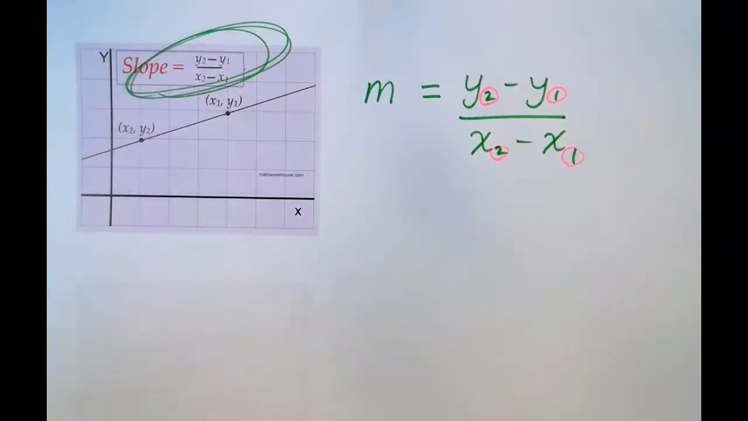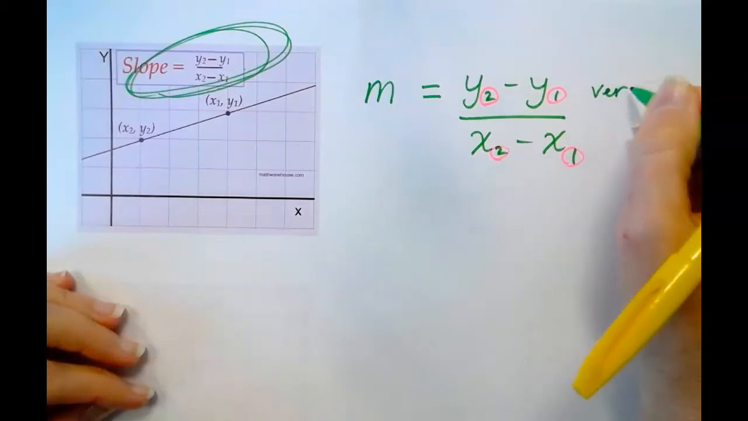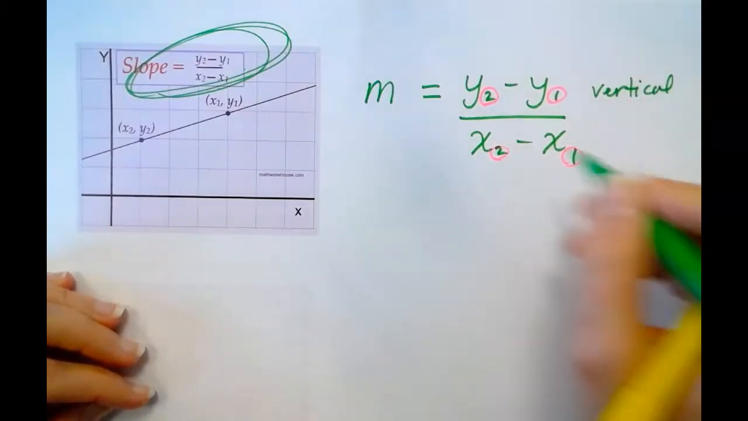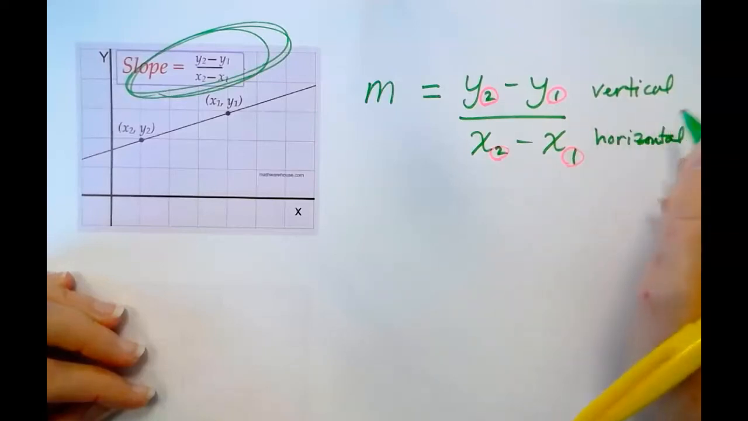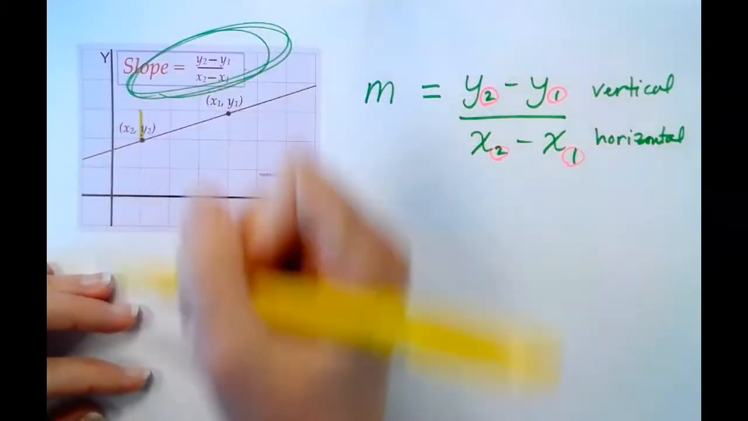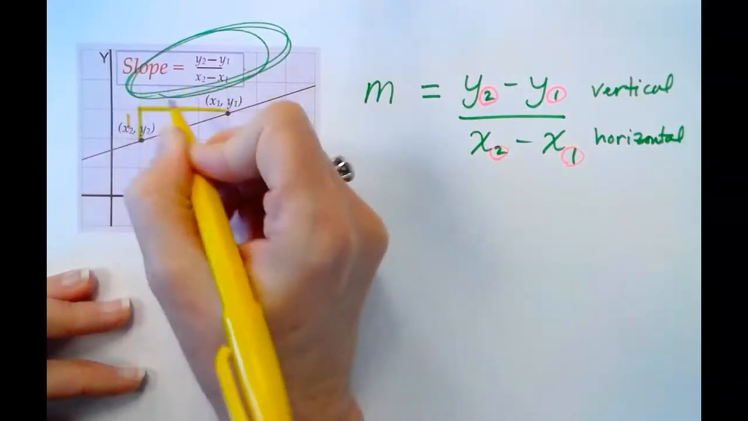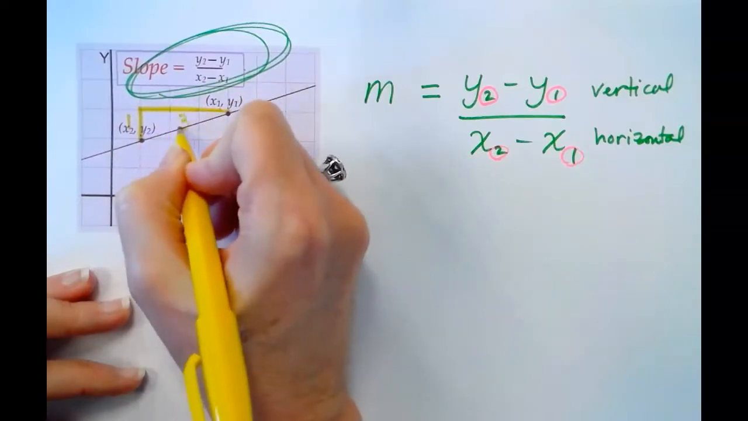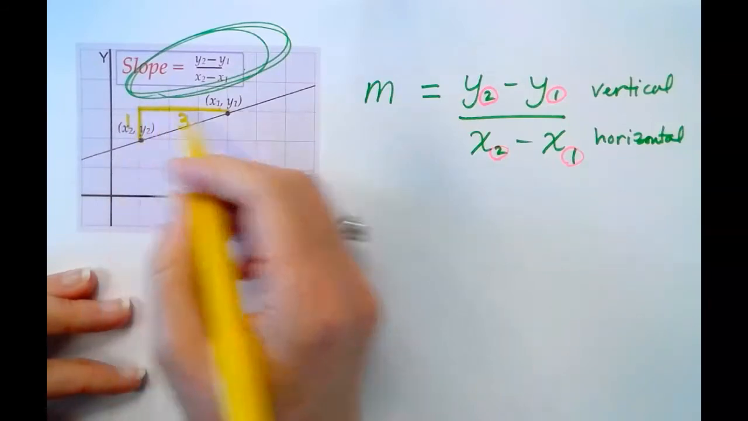Now, the other thing that I want to bring to your attention is the whole idea that slope is a ratio of a vertical change, and that's what this is on the top. The y values are the vertical values, and the x values are the horizontal values. So we have a vertical change over a horizontal change. And lots of times we just call that the rise and the run. Rise 1, run 1, 2, 3. A run of 3. So this line that we see here has a slope of 1 to 3.